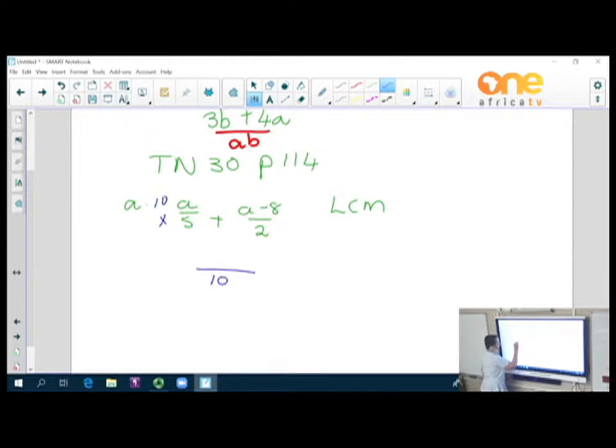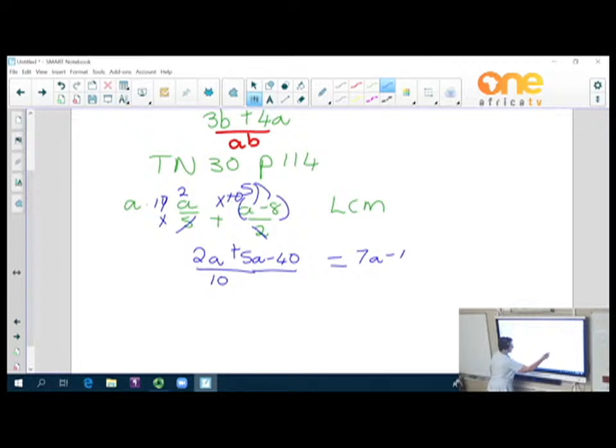Then we multiply with the LCM. It is a good idea to put a bracket around that. So it is 2A, and 2 divides into 10 5 times. Now I still have to multiply it with each one. So it's positive 5A minus 40. Your final answer is then 7A minus 40, and you keep the LCM.